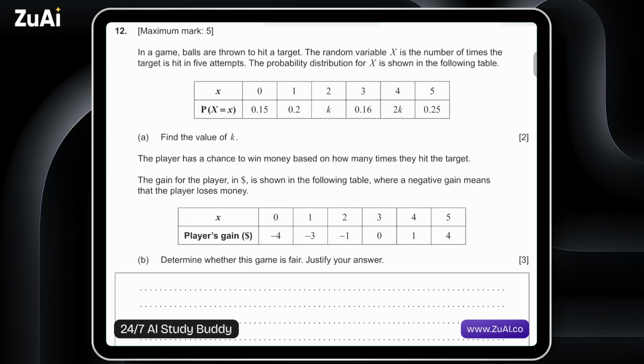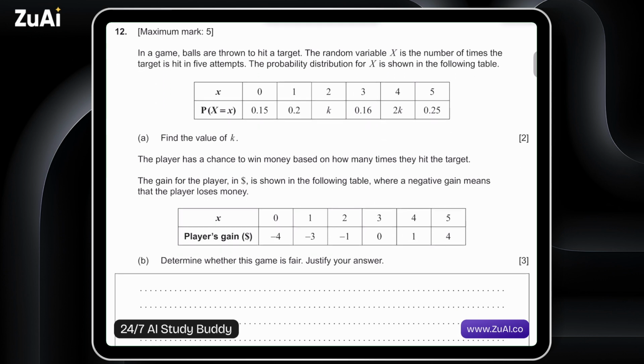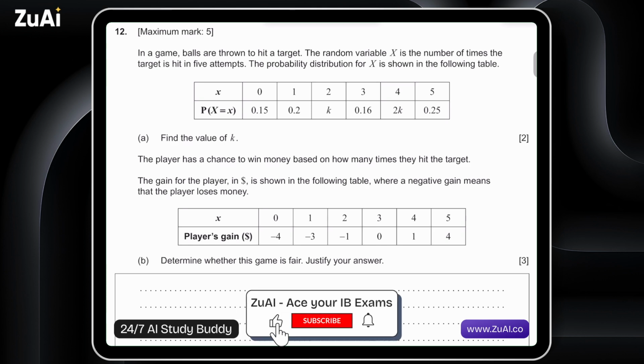Alright, five more questions. In a game, balls are thrown to hit a target. The random variable x is the number of times the target is hit in 5 attempts. The probability distribution for x is shown in the following table. Find the value of k. So part A is asking us to find the value of k.